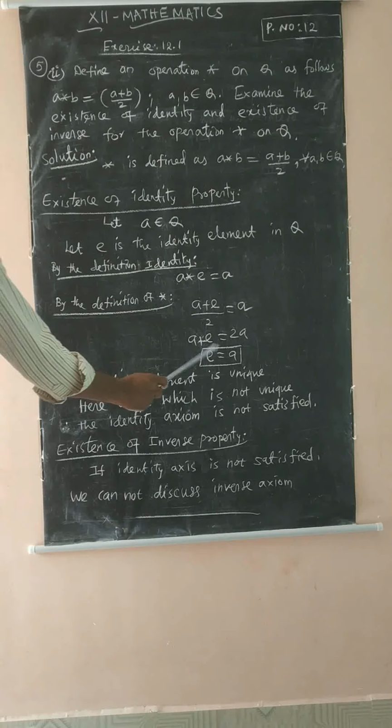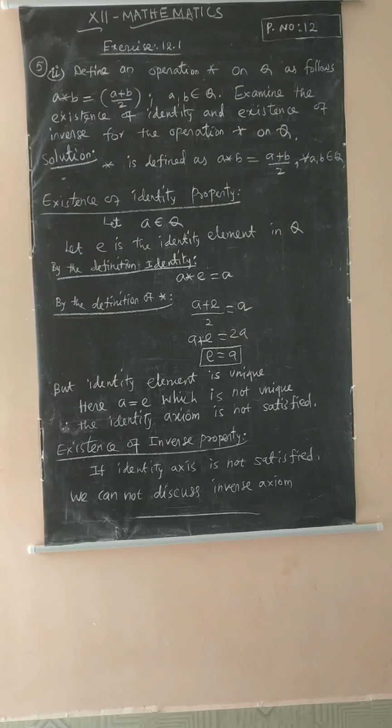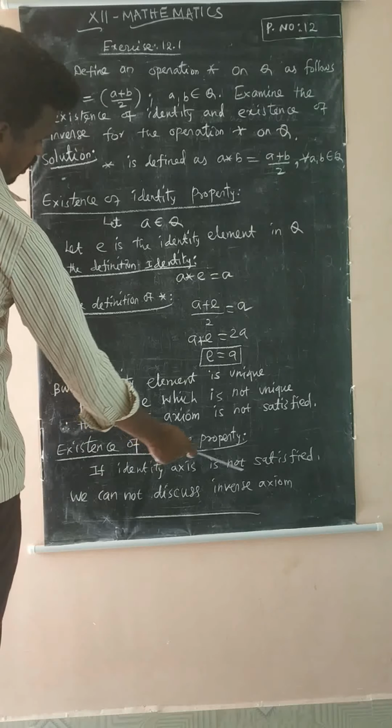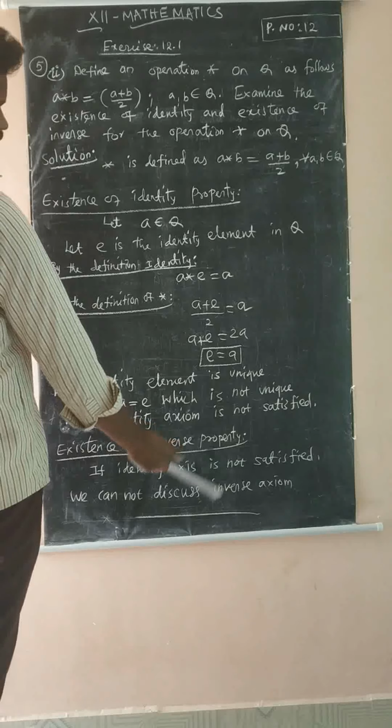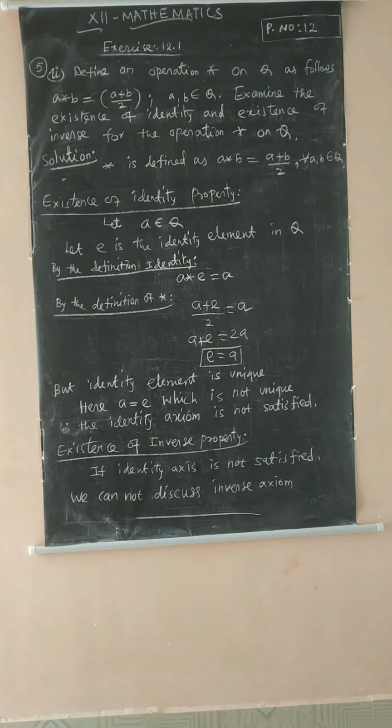So the identity axiom is not satisfied. The identity element is not satisfied on Q. Okay. So for the existence of the inverse property, if the identity axiom is not satisfied, we cannot discuss the inverse axiom. So therefore, the identity axiom is not satisfied in this, so we cannot discuss the inverse axiom. Okay.